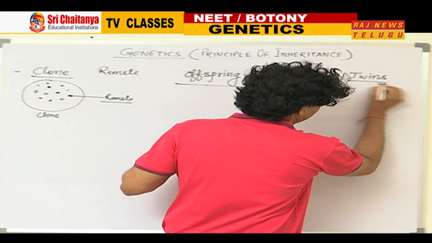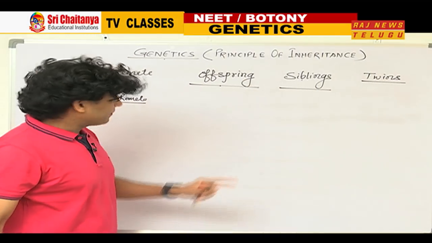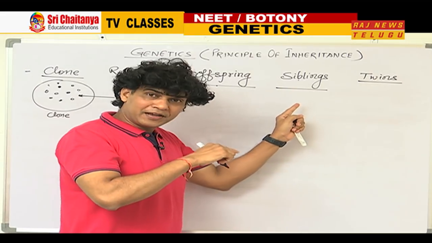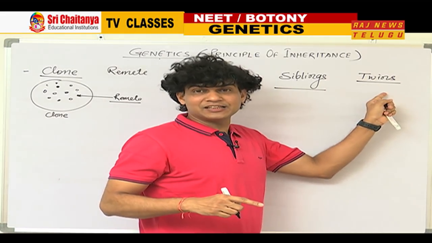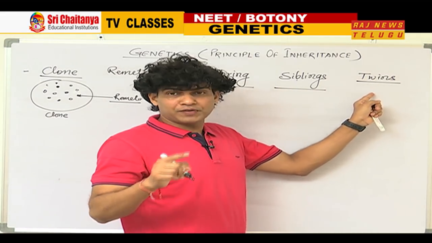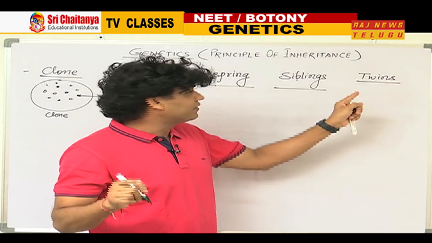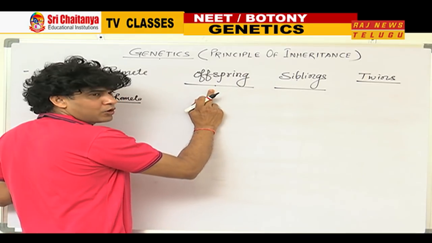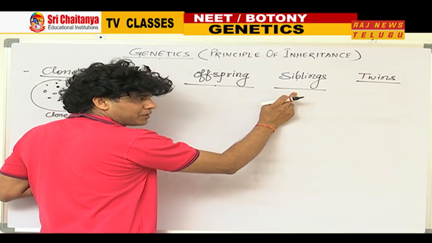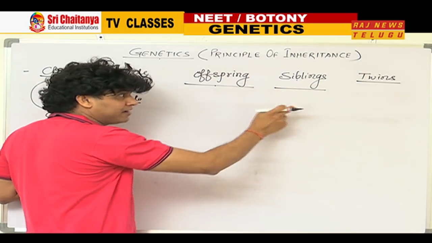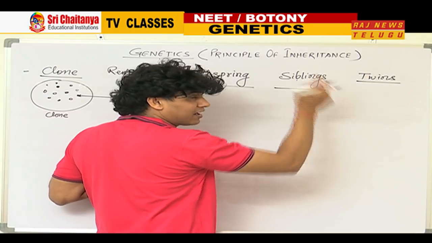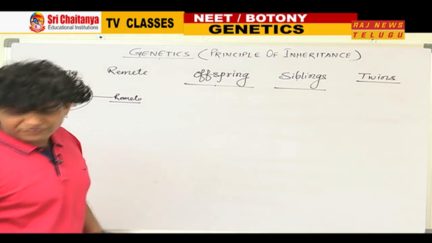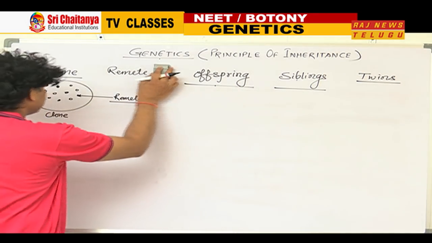One more associated term is twins. Just remember, products of sexual reproduction arising from the same parent through the same pregnancy are called twins. Means in case of twins, one more word that we have to involve is the same pregnancy. So products of sexual reproduction are called offspring. Products of sexual reproduction arising from the same parent are called siblings. Products of sexual reproduction arising from the same parent through the same pregnancy are called twins. So these are the 5 related terms. Afterwards, some other terms.